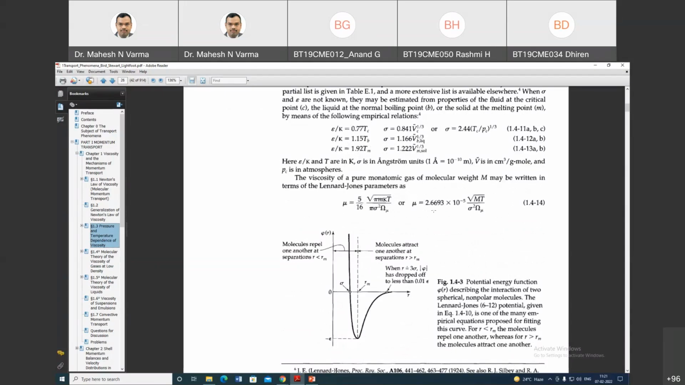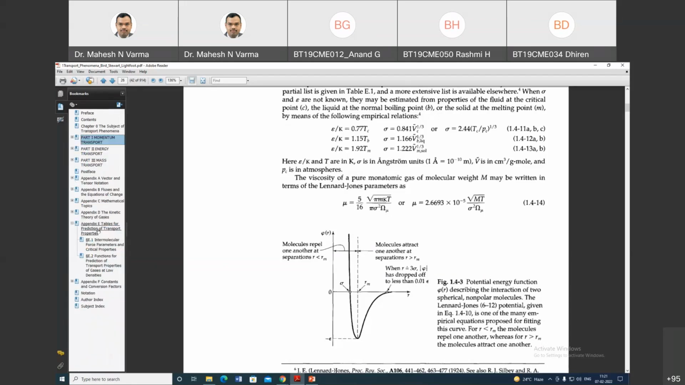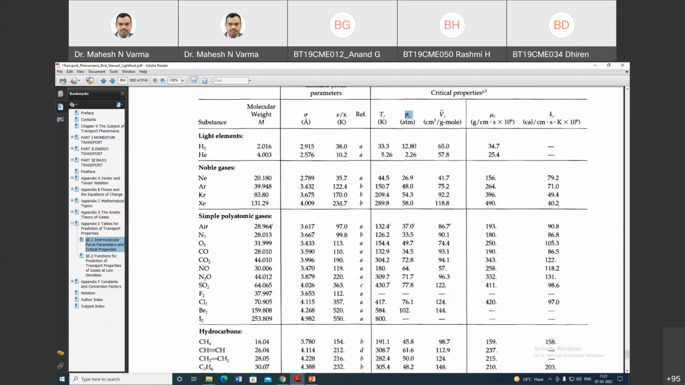This is specifically for viscosity of gases, monoatomic gases, and this equation can be used for polyatomic gases also. Again, these are some of the important information which is available in data books. Actually, if you go in data books, again I think it is there in this only.